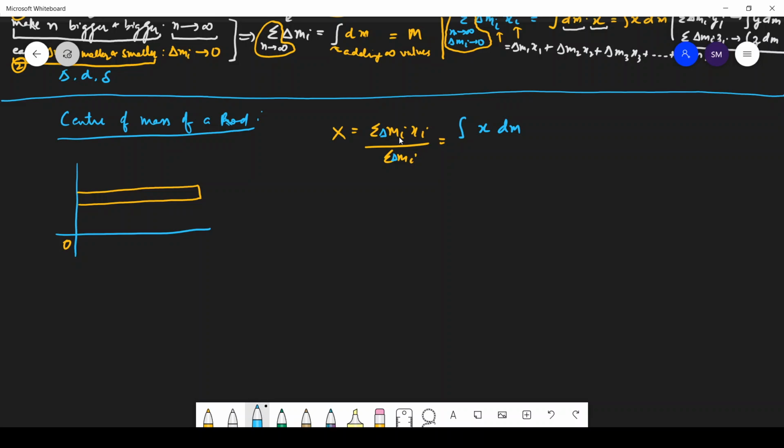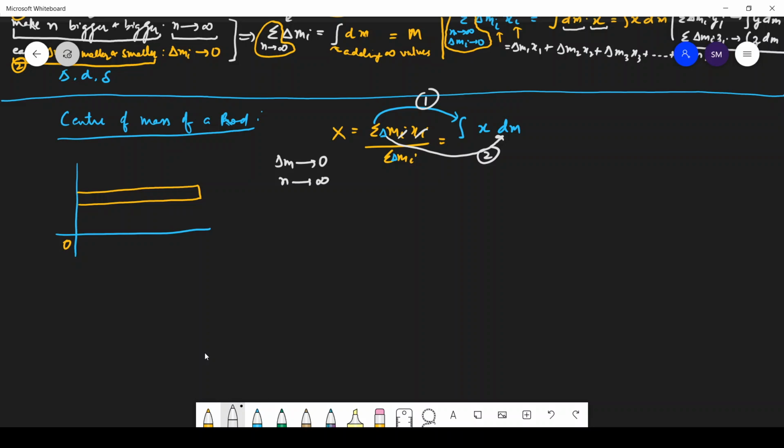So simply you need to do 3 steps. One, instead of summation, because delta m is tending to 0 and the number of particles is tending to infinity, that is why we are putting an integral sign. Change this with this. Second, this delta is replaced with d, so dm. And the third thing is to remove the i. So these are simple 3 steps.